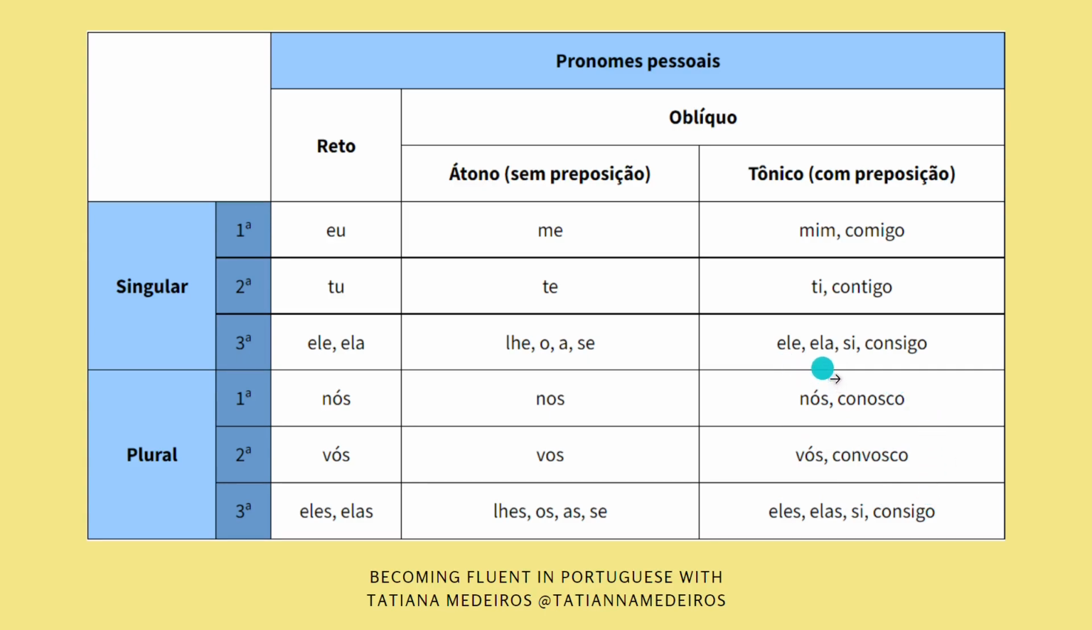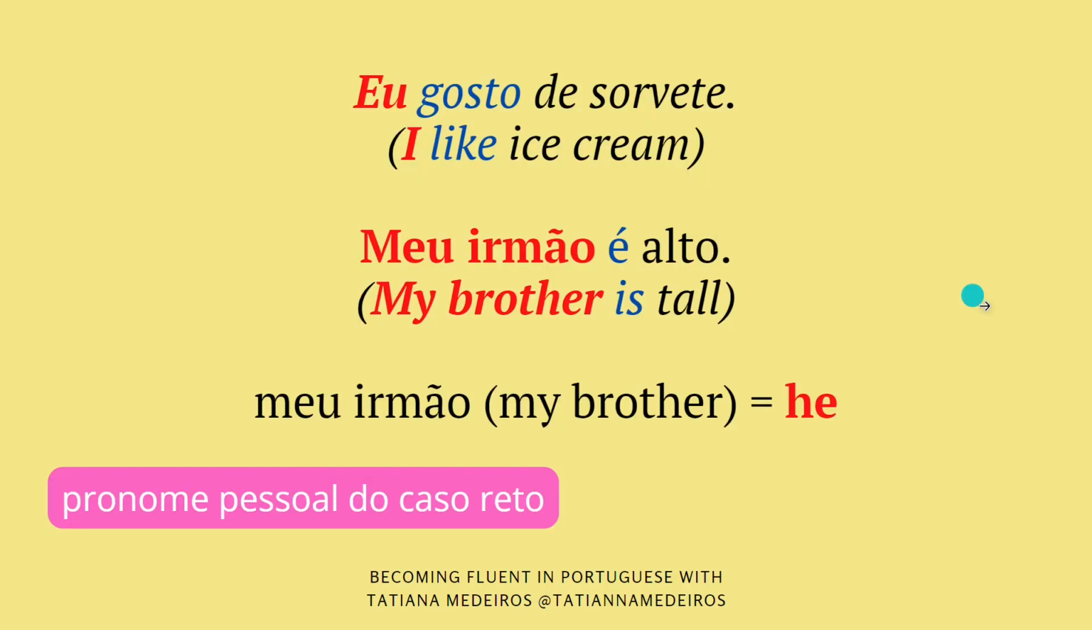Here, ele and ela is reto and also oblíquo tônico. So let's see these examples. Eu gosto de sorvete. I like ice cream. Eu, I, is the subject, so the pronoun is working as the subject. Here we have gosto, like, which is the verb, and the rest is called complemento, complement.